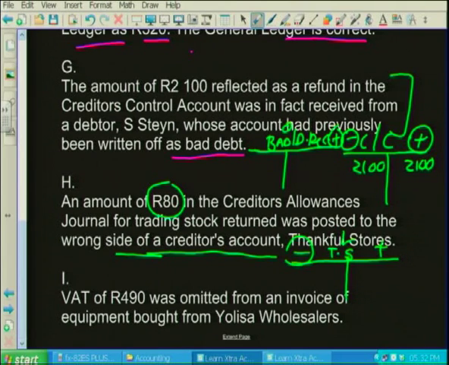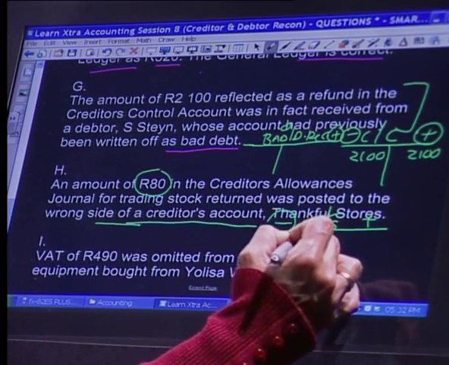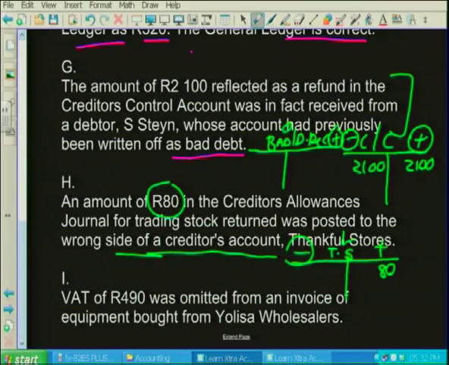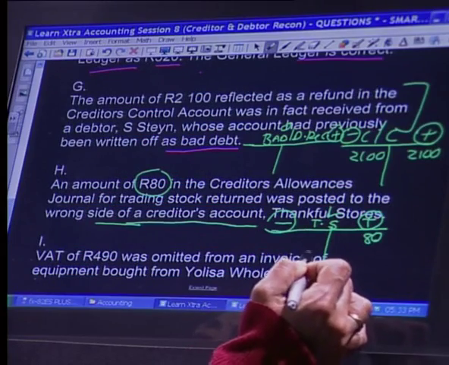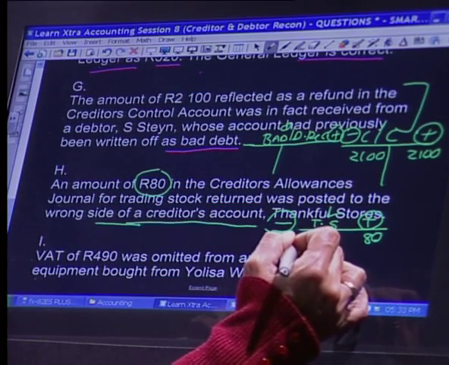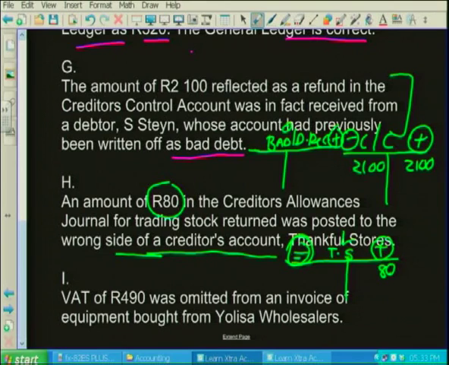I should have reduced Thankful Stores with 80 Rand, but instead of posting it to the correct side, in other words, on the debit side, by mistake, I've now posted this amount to the credit side. Okay, in other words, I've increased Thankful Stores with 80 Rand. How do I fix this? I obviously need to make an entry on the debit side for 80 Rand. But again, we've spoken about this. If I'm going to only make an entry for 80 Rand, I'm simply cancelling the error that I've made. I've not recorded the actual return of 80 Rand. So I now need to double this amount. So the 80 Rand, I'm going to double the amount, 160 Rand. So I'm going to debit Thankful Stores or reduce Thankful Stores balance with an amount of 160 Rand.